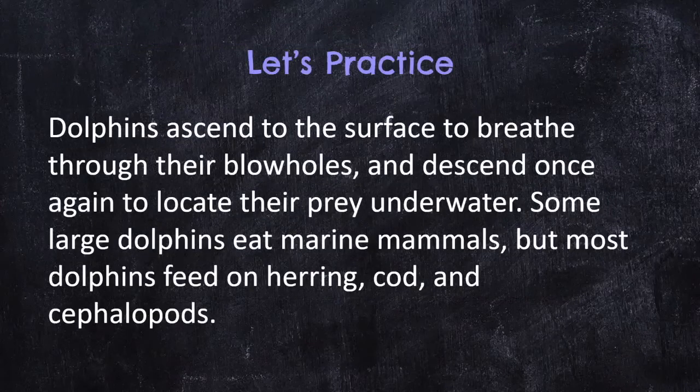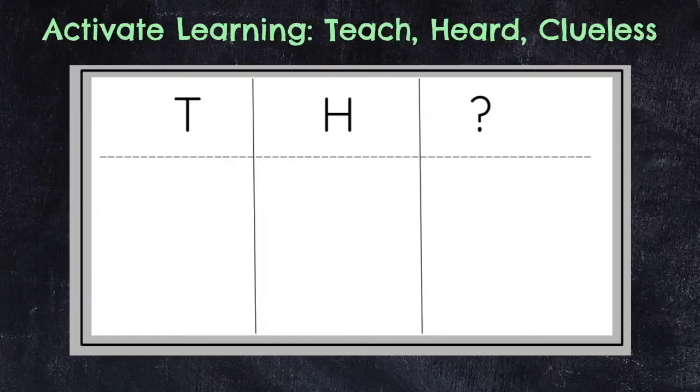So here's the passage we're going to use today. As a teacher, one of the things you want to do is introduce them to different strategies. So let's say I took this small little paragraph about dolphins. I want to activate their learning through a strategy called Teach, Heard, Clueless. So take a piece of paper, fold it in thirds. At the top of your paper, I want you to write a T, an H, and a question mark or a C.